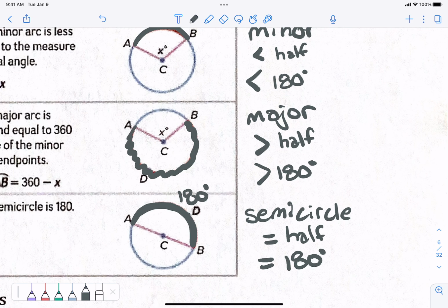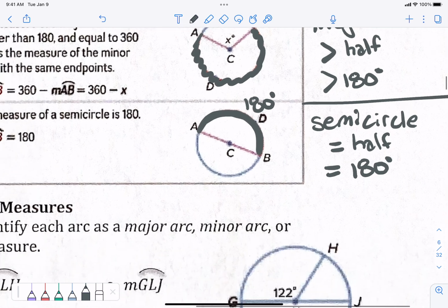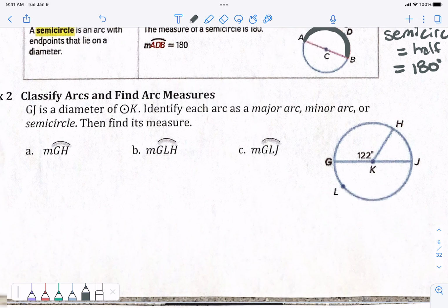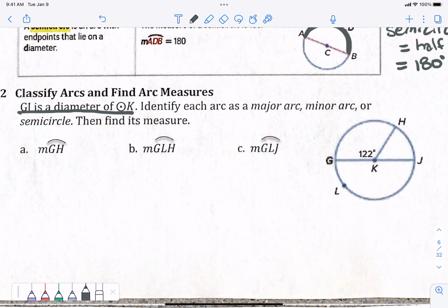Okay, they're going to have us do some labeling in the next example, but I'll give you a second to write that down. Okay, good? Happy with that? All right, let's do some ABC. Here we go. A is the measure, so they tell us that GJ is the diameter of this circle. So this guy right here goes halfway across, right? Going through the center, which is K. And then it says, identify each one of these ABC as a major, minor, or semicircle and find its measure. And when they say measure, they're asking for the degree measure, okay?